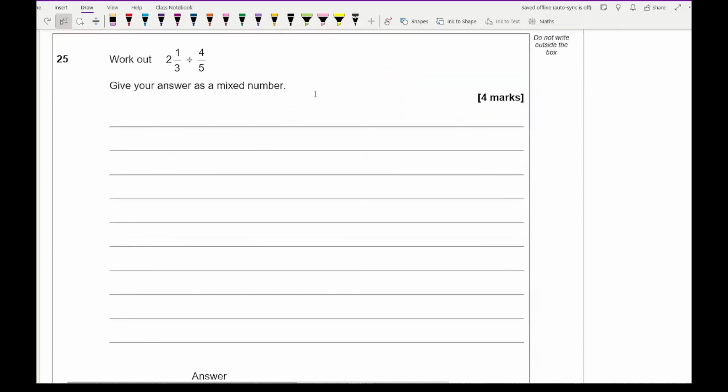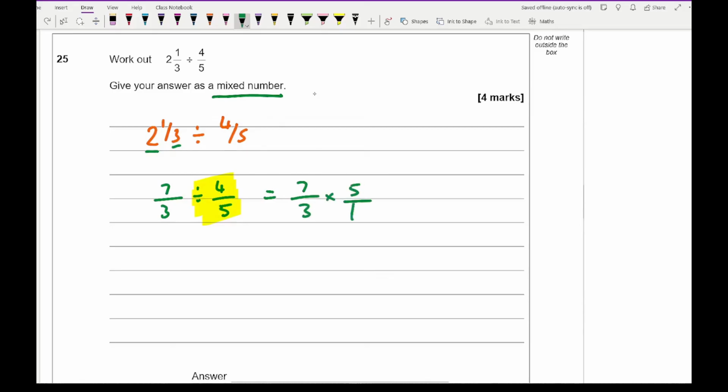Then moving on to question 25, it says that we want to work out 2 1/3 divided by 4/5, and we want to write our answer as a mixed number. So if I just start off by writing out the question again. Now to work this out, what we need to do is convert the mixed number into an improper fraction. So remember, we need to multiply the big number by the bottom number, add it to the top. So 2 times 3 is 6, plus 1 is 7. So that's 7 over 3 divided by 4 over 5. And the rule when we're dividing fractions, we flip the second fraction, turn the division symbol into a multiply. So that becomes 7 over 3 multiplied by 5 over 4.